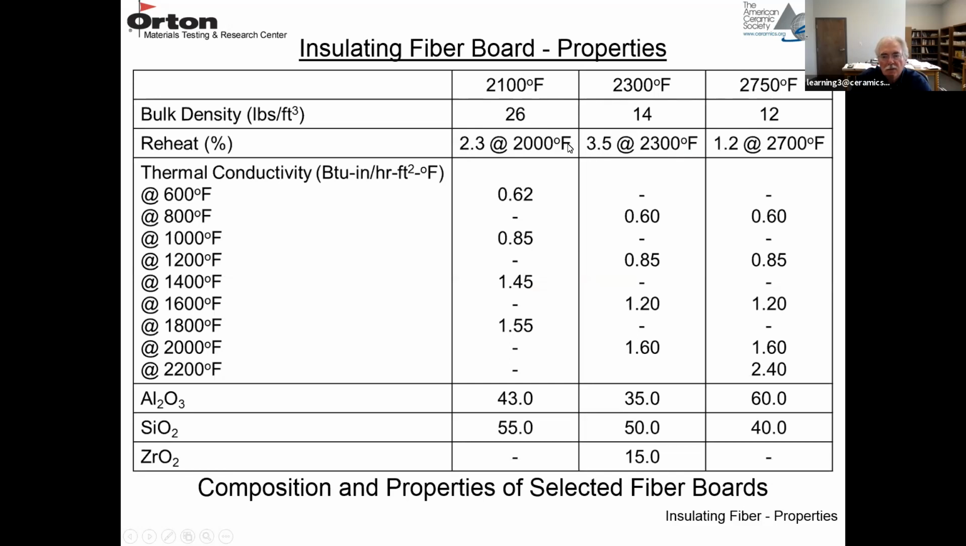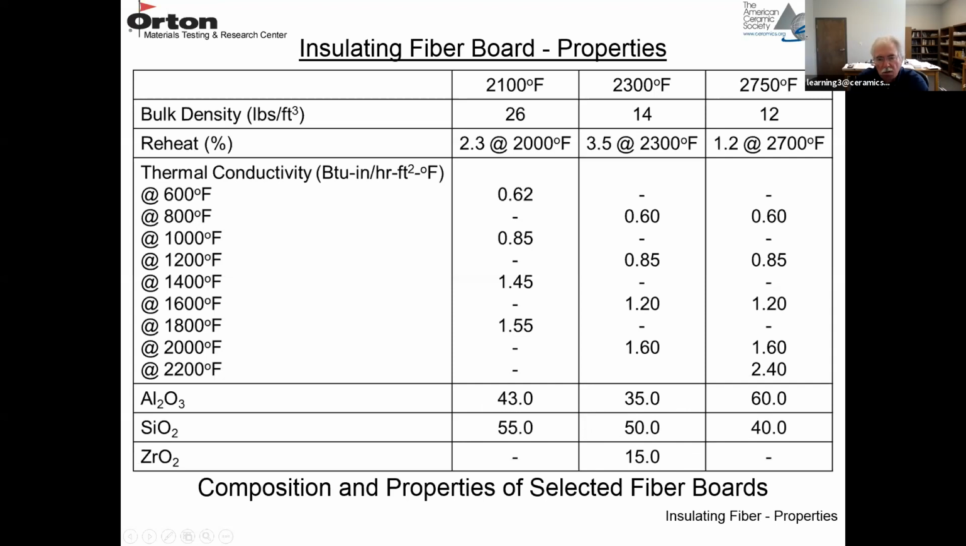Reheat values are basically 1 to, this one's pretty high, 3.5. And then their thermal conductivities that correspond to the different bulk densities. Again, they're fairly low thermal conductivities, different compositions. There's an alumina range from about 35 to 60, silica range from about 40 to 55, and this one contains zirconia.